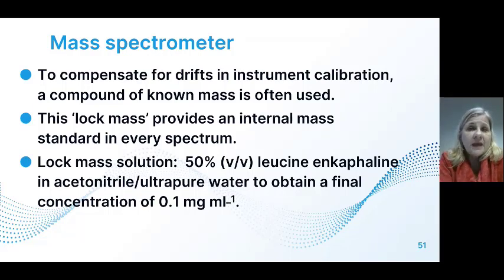Then if we look at the mass spectrometer, to compensate for drifts in your instrument calibration, we use a compound of known mass, and this is called the lock mass. And that gives you an internal mass standard for every spectrum. So you add that little bit, and what we normally use is leucine enkephalin and caffeine. And that's your lock mass solution, and it locks the mass, and therefore the instrument has that as a standard through every spectrum that it has.